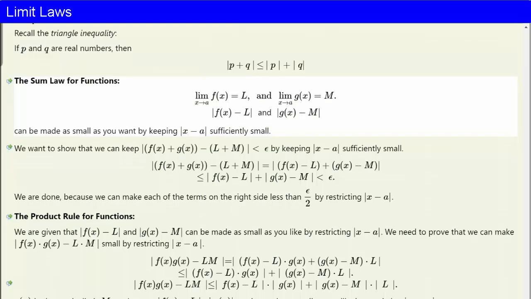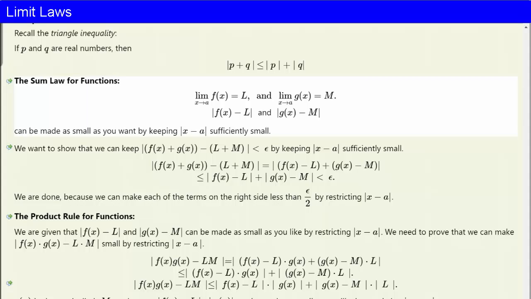So let's look at the sum law for functions. We are given that the limit as x tends to a of f of x equals L, and the limit as x tends to a of g of x is m. This means I can keep the values of f close to L and simultaneously keep the values of g close to m by keeping x minus a small enough in absolute value.